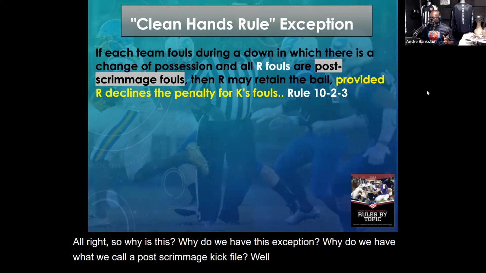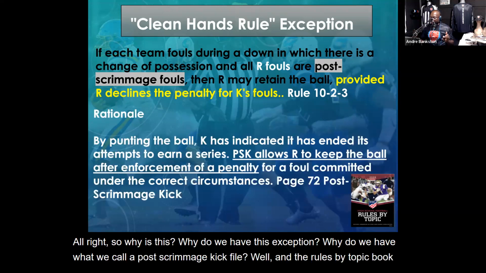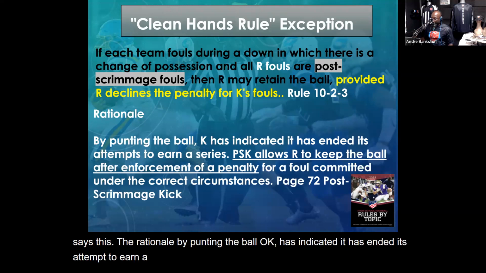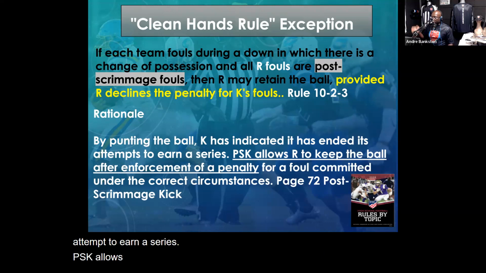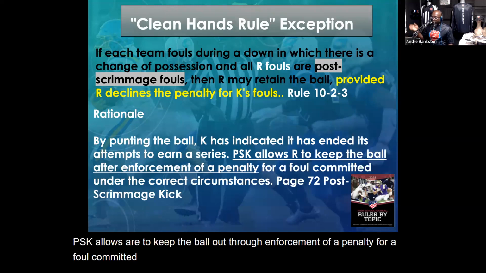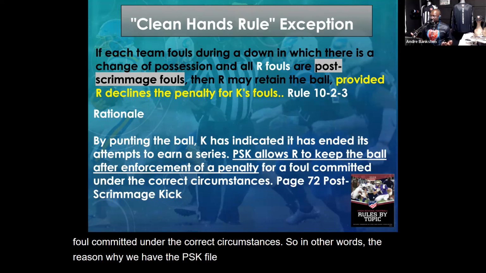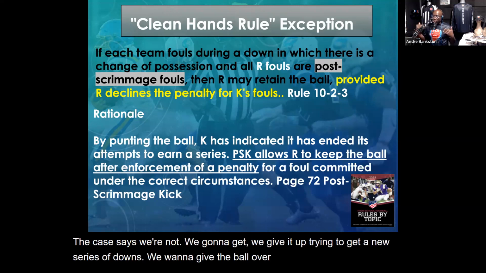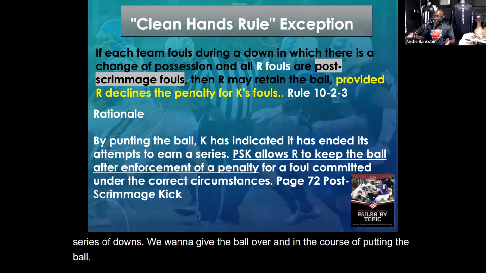Well, in the rules by topic book, it says this, the rationale. By punting the ball, K has indicated it has ended its attempt to earn a series. PSK allows R to keep the ball after enforcement of a penalty for a foul committed under the correct circumstances. So in other words, the reason why we have the PSK foul is this. It's fourth down. K says we're going to give it up trying to get a new series of downs. We want to give the ball over. And in the course of punting the ball, there's a foul by R.